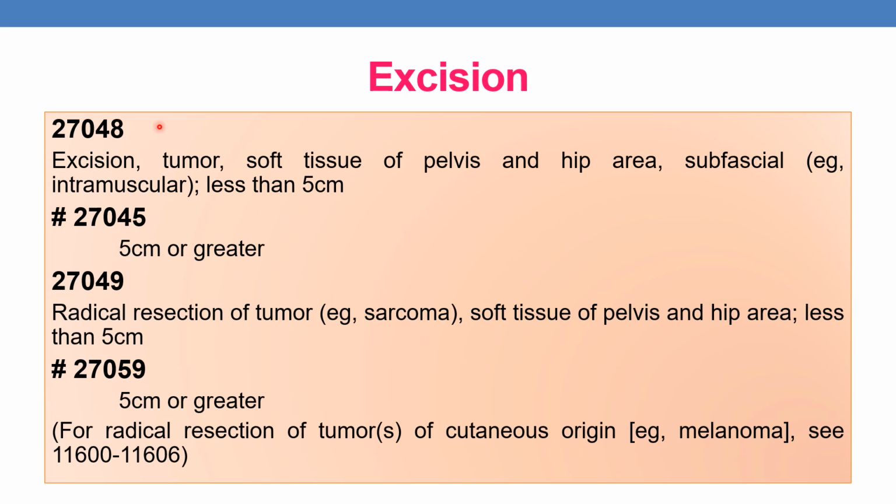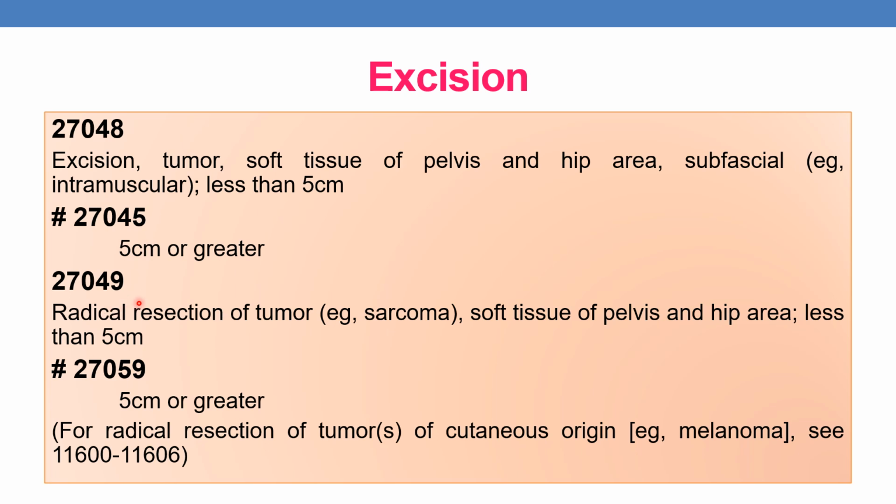The next CPT is 27048. It deals with excision, tumor, soft tissue of pelvis and hip area, subfascial. Previously it is subcutaneous, now it is subfascial. For example, intramuscular less than 5 centimeters. If it is 5 centimeters or greater, then you need to report 27045. Don't get confused. Here 27045 is out of numerical sequence. 48, the greater number, is given for less size and 45 is given for 5 centimeters or greater. Previously also there was certain discrepancy.